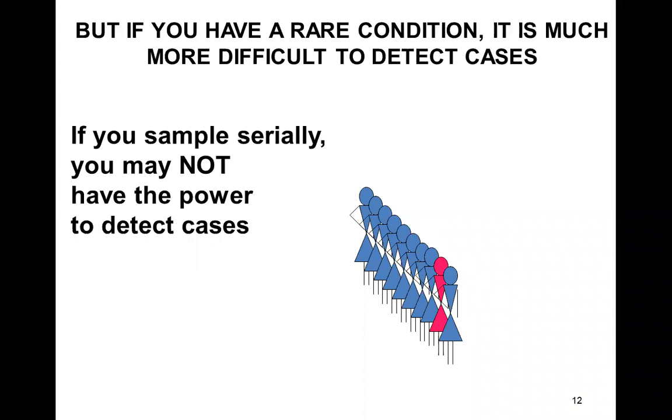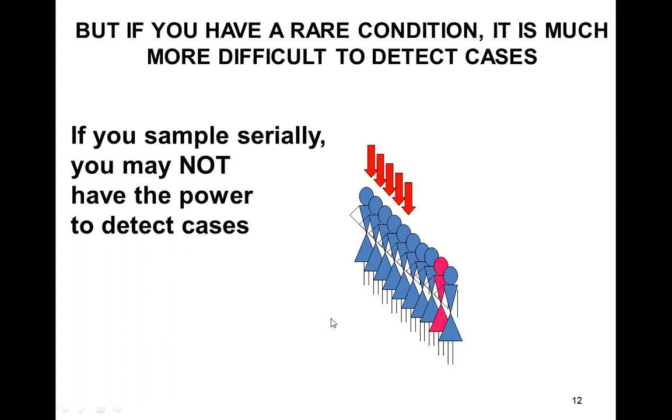where, depending upon the size of the population or the sample that you're selecting, it's going to determine what kind of study design is relevant. So if you have a rare condition, it's much more difficult to detect cases. So here I've got mostly blue women, but I have a pink woman here, right? And if it's a condition that does not happen as frequently in the general population, then I may not be able to detect it if I'm using serial sampling, right?